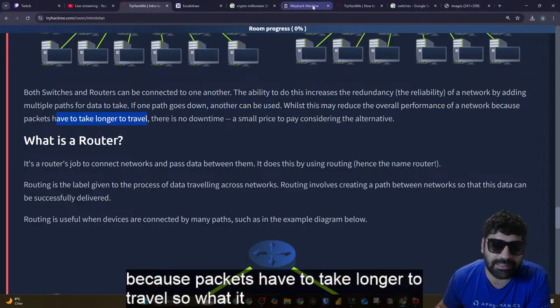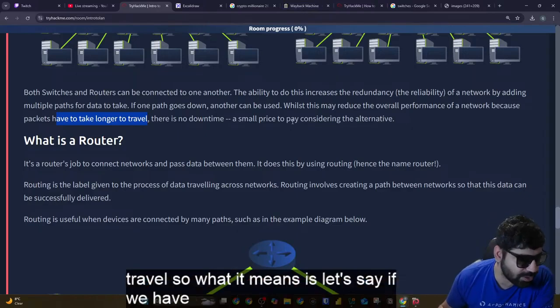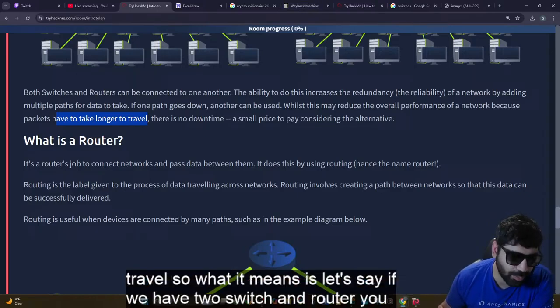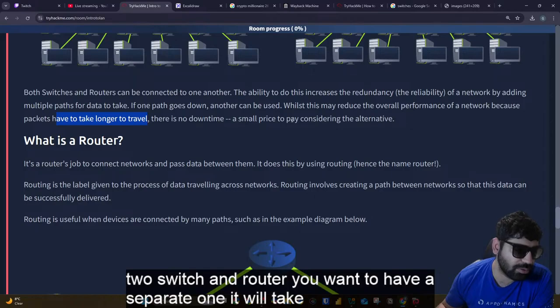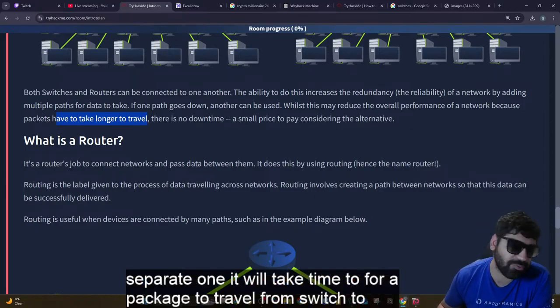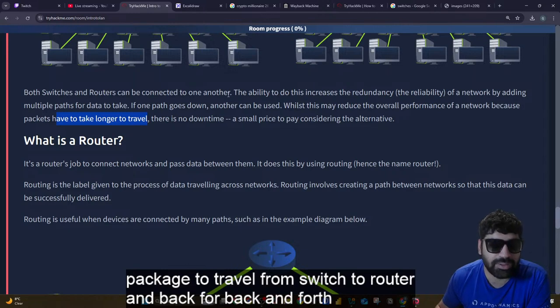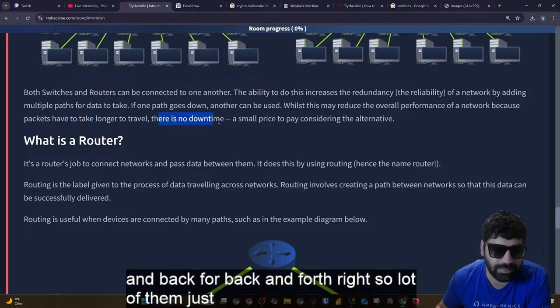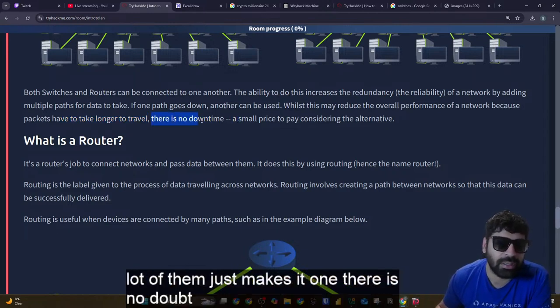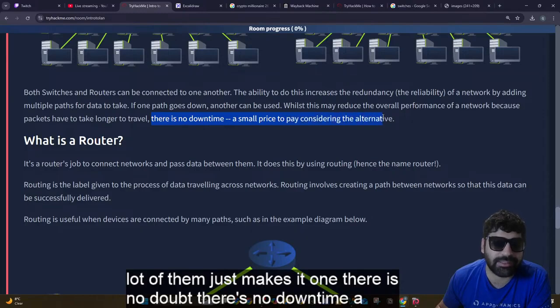So what it means is, let's say we have a switch and a router and you want to have them separate, it will take time for a packet to travel from switch to router and back and forth, right? So a lot of them just make it one. There is no downtime. A smaller price to pay considering the alternative.